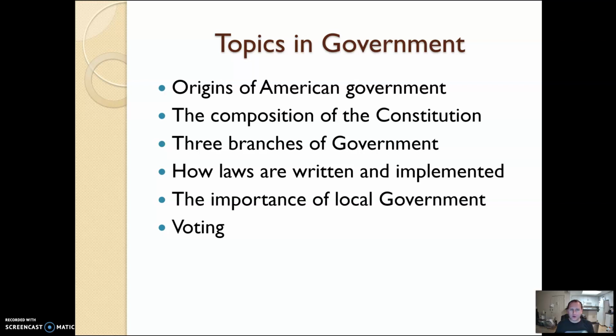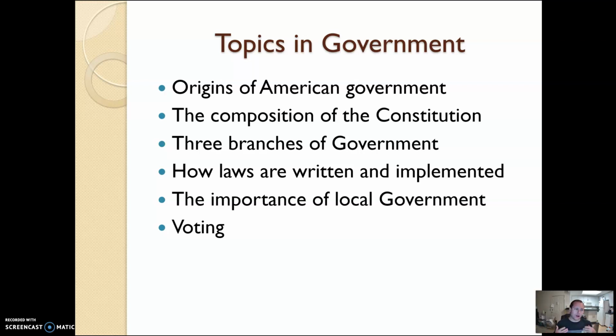We are going to be looking at relatively few core topics, but of course there's going to be a lot to unpack there. We're going to look at the origins of the American government, what the founding principles were, both the ones that have been realized and the ones that have been idealized, but maybe not exercised. We're going to look at the composition of the Constitution, the thing that everybody claims they've read, but very few people actually understand. We'll look at the three branches of government and how they function with and or against each other. We'll look at how laws are written and implemented.